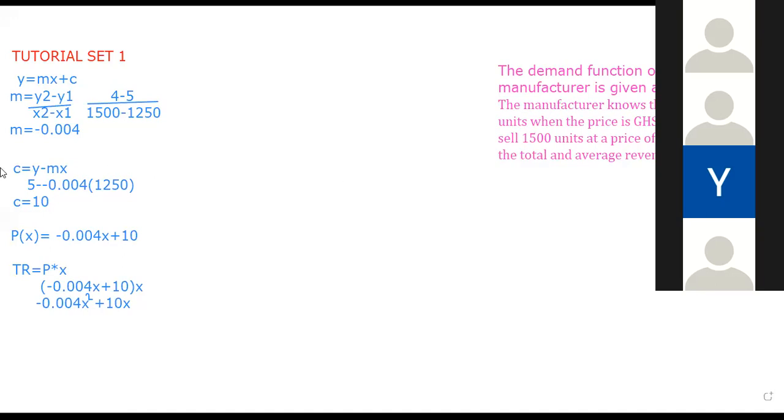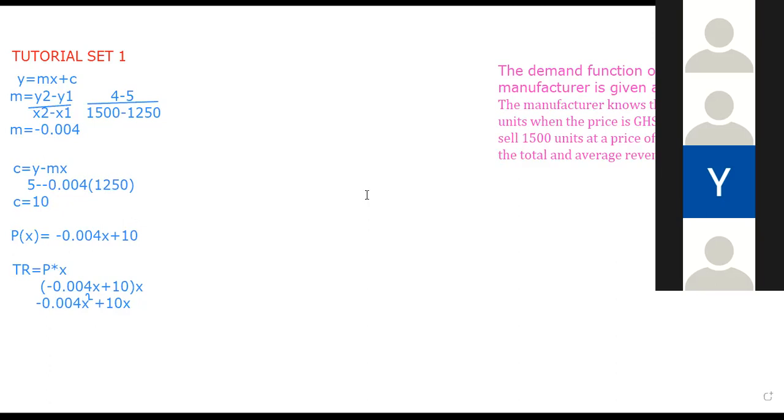So when you find your M, then you can now move on to find your C. And I've given the formula for the C as Y minus MX. So just choose your y1 and the x1 to find that. So our y1 is 5 minus minus. Take note of the minus minus because the m is negative. Minus minus the x1. Then you find your c. When you find your c, you replace them with the a and b. So you have P of x equals negative 0.004x plus 10. So that becomes our price function.